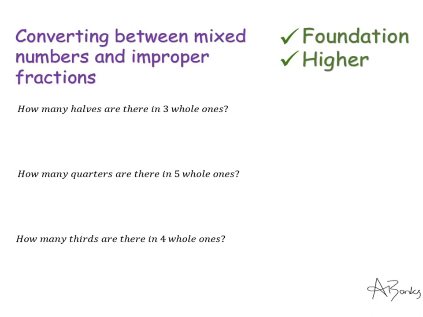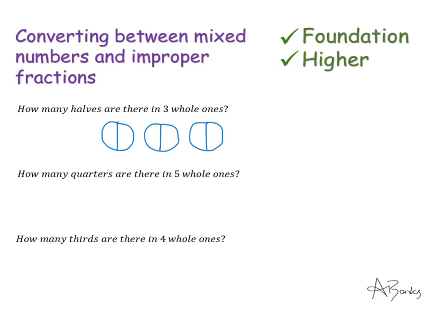So we're going to start by looking at some more basic examples, and I've got these 3 questions here to start with. So the first question is, how many halves are there in 3 whole ones? So I'm going to do this using a diagram. I'm just going to draw 3 circles as my 3 whole ones. And now I'm going to split my whole ones into halves. So splitting something into half means splitting it into 2 equal pieces. So I'm just going to split these down the middle like that.